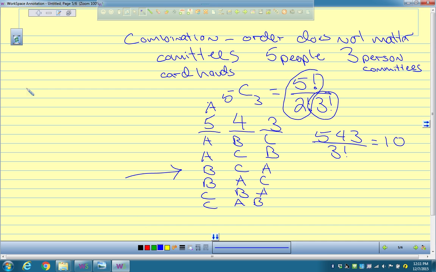How many different ways could I get 3 of a kind?